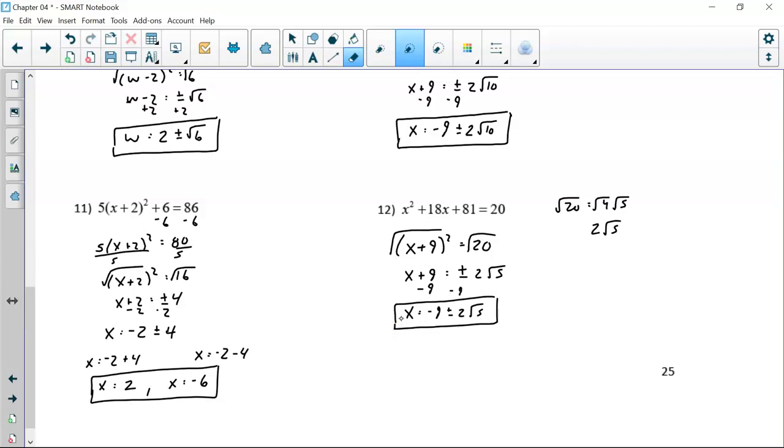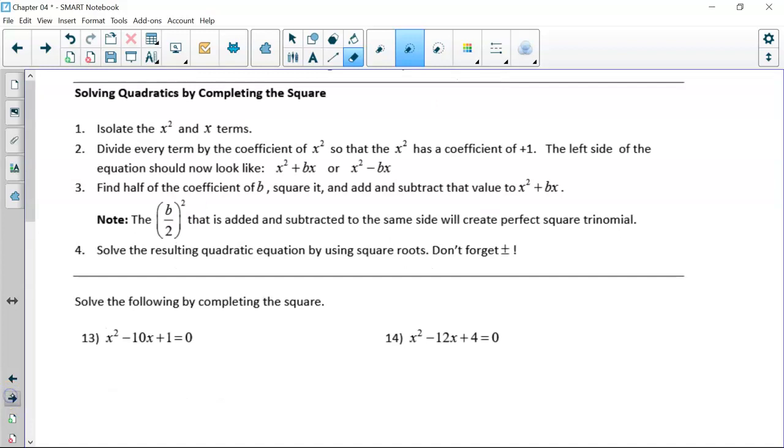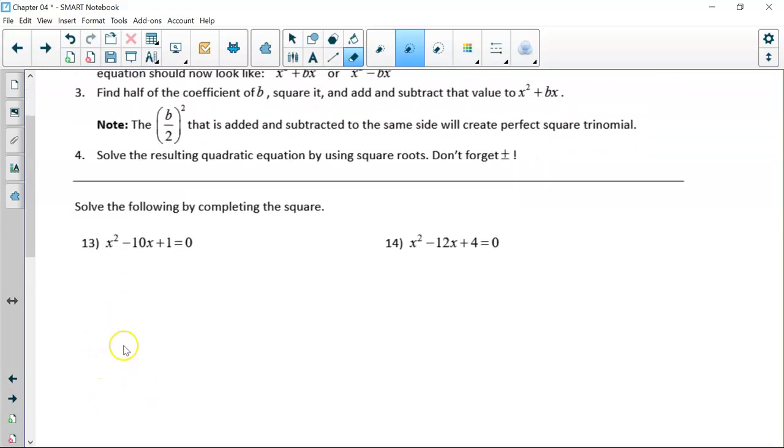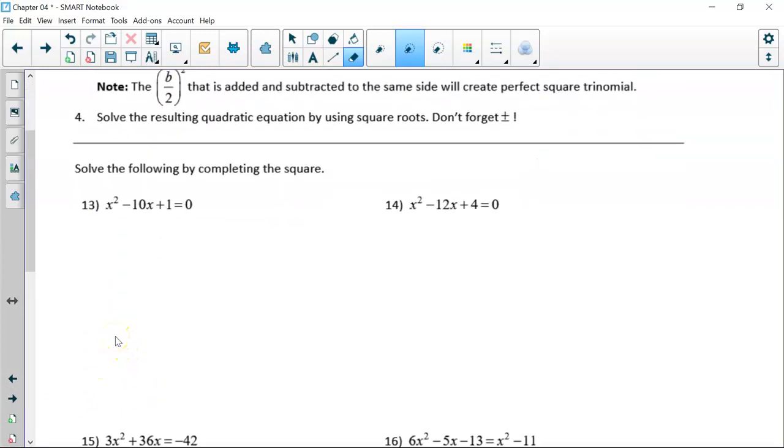Let's go to the next page and talk about setting up for completing the square. It's going to help us get into these forms. There are some directions here, and we'll just do 2 of these for this video, and we'll go over some more in the next video. What we want to do is make sure that our leading coefficient is 1, which it is.